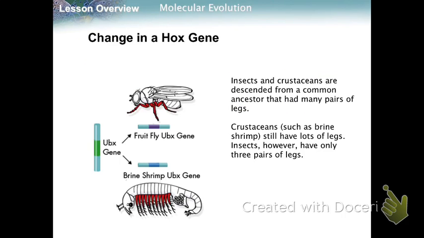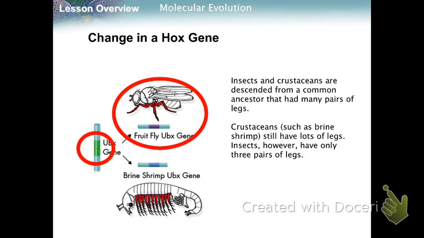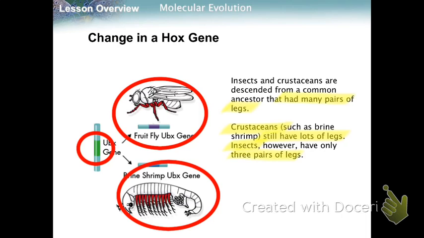For instance, we have this UBX gene that is present in both fruit flies and brine shrimp. It develops legs. Insects and crustaceans are descended from a common ancestor that shared this gene and had many pairs of legs. But now we know crustaceans still have lots of legs. Insects only have 3 pairs of legs.